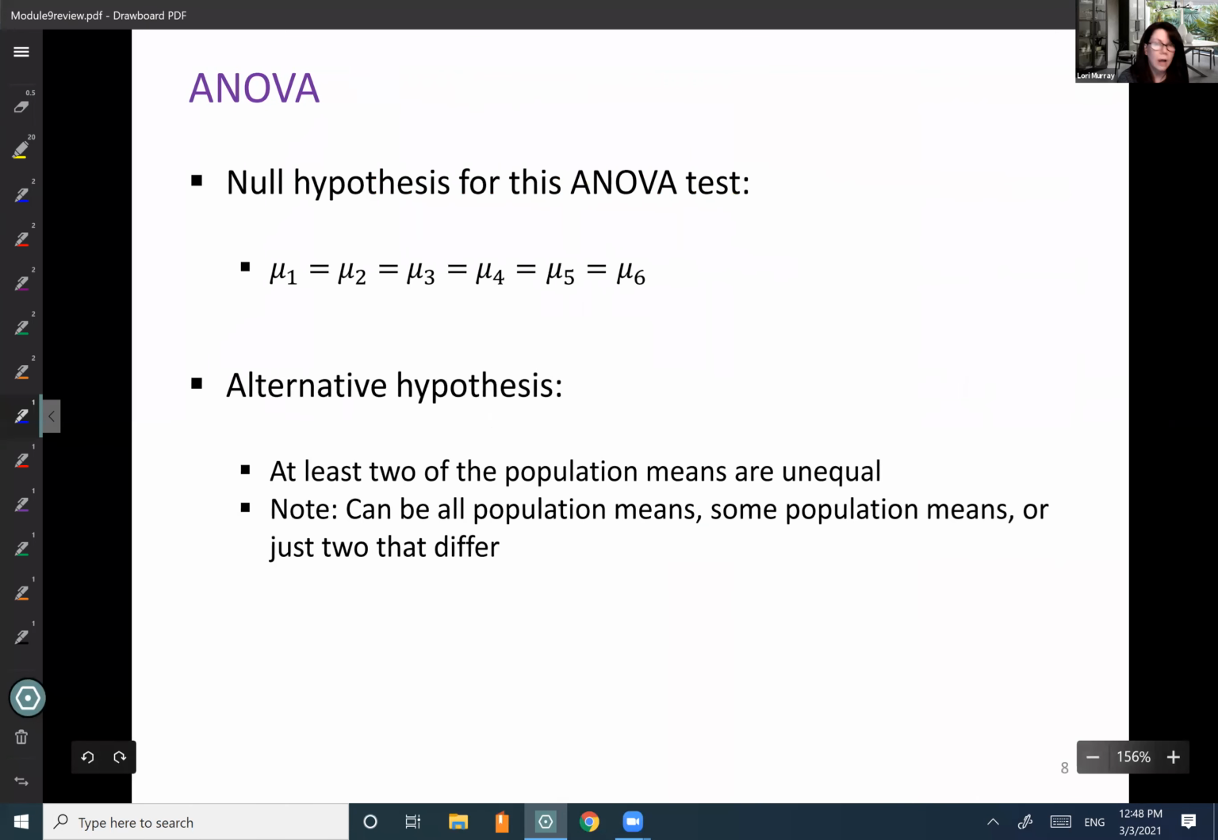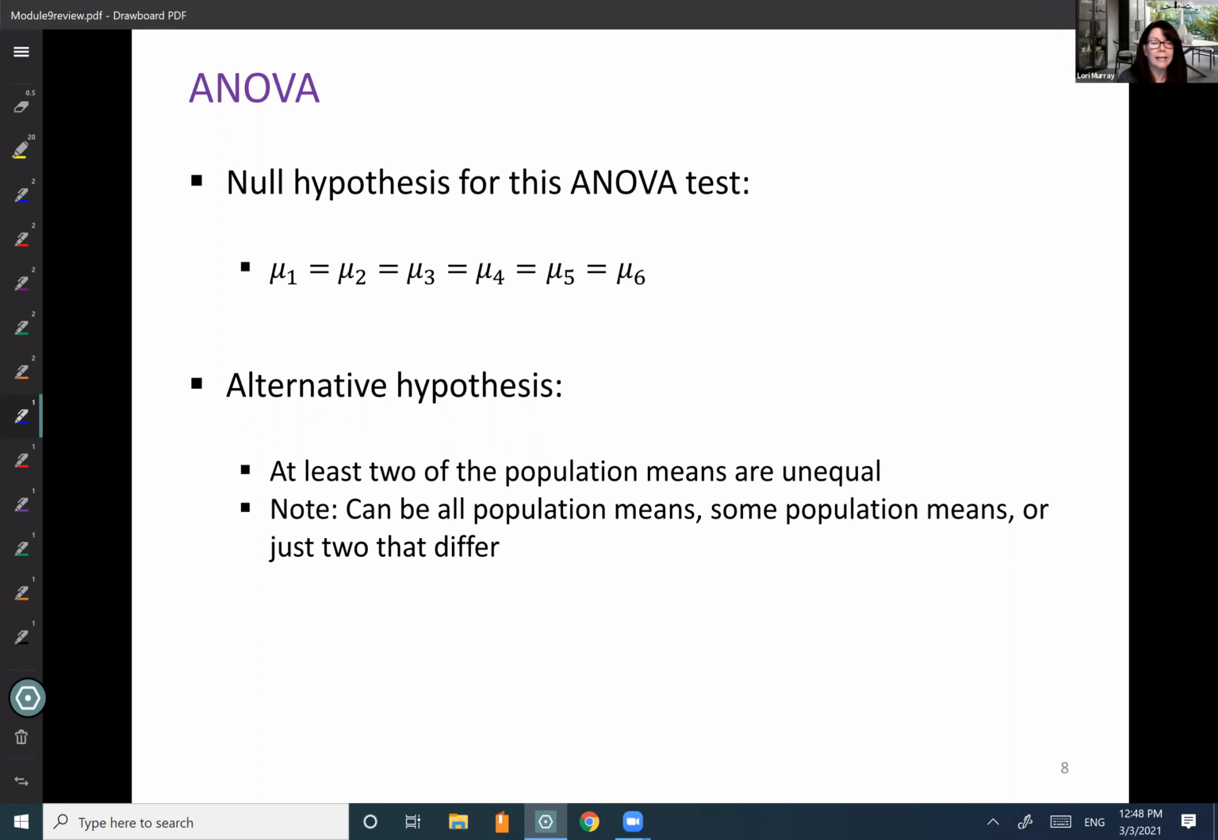Here is the null hypothesis. For this ANOVA test, we have 6 continents. So the mean of Africa is equal to the mean of Asia, is equal to the mean of Oceania, and so forth. All 6 continents are equal.